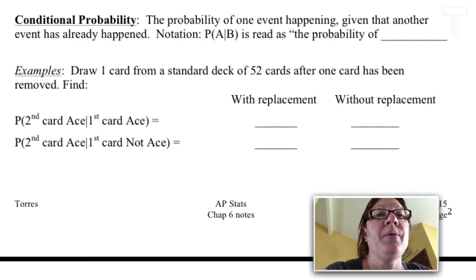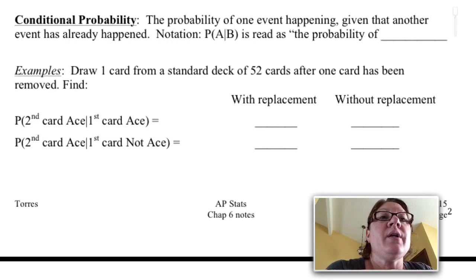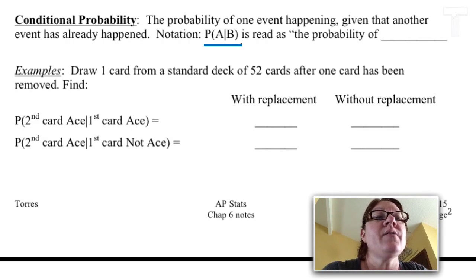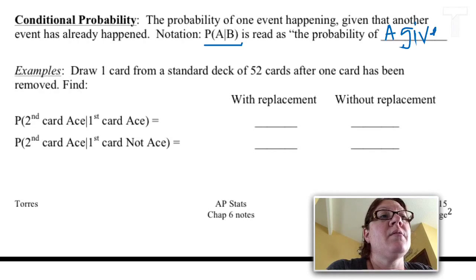So conditional probability, again, hopefully you've seen this in Algebra 2, but you probably didn't spend enough time to really have the concepts down. So conditional probability, the notation will look like this, and it's read the probability of A given B, which means given that B has already happened.